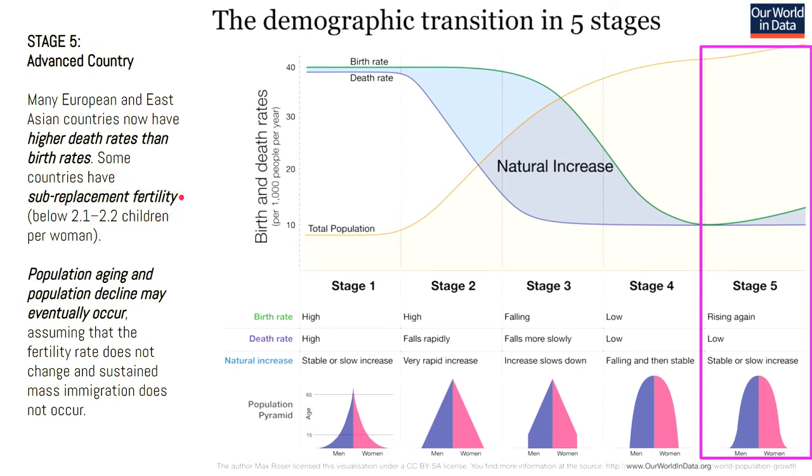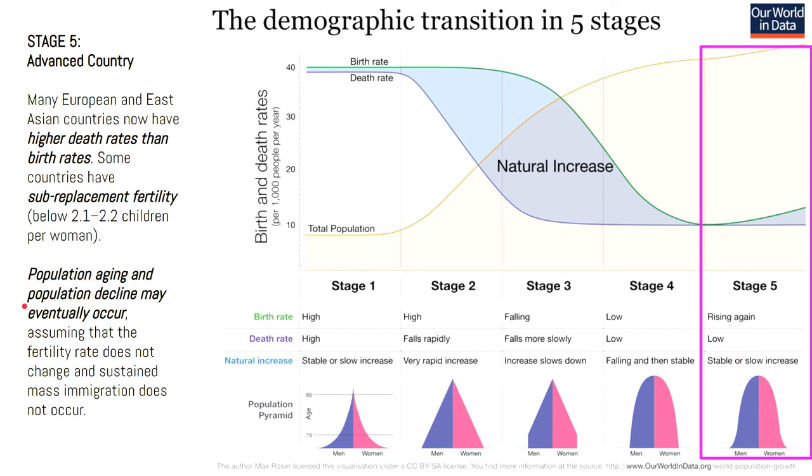So if replacement fertility is having 2 children, some of them could have below 2 children, so that's no children or just 1 child per woman. Because of this, the population is described to be aging, and there's a possibility that the population will eventually decline.